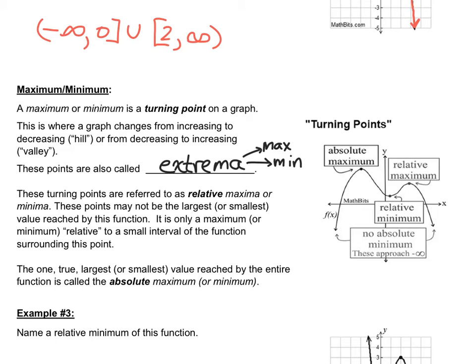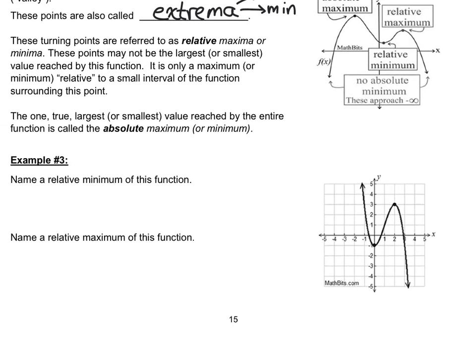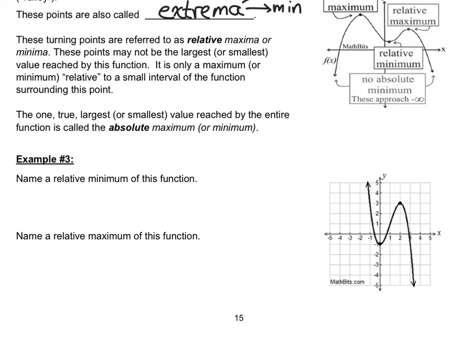All right. So all we're really asked to do is identify what would be considered the relative extremes and also the absolute extremes. The relative extremes are the highest points compared to the points that immediately surround them. The absolute extremes are the ones that are the highest or lowest compared to the entire graph overall.